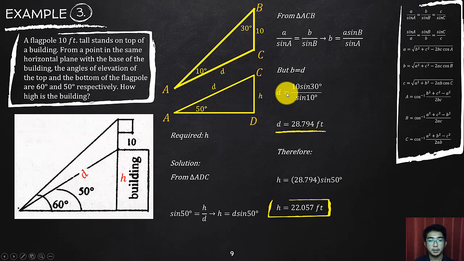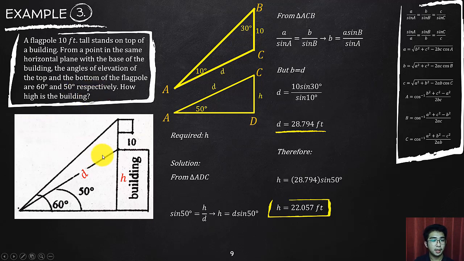Okay, so example number 3. Last example for oblique triangles. So a flagpole, 10 feet tall, stands on top of a building. So we have another flagpole, okay? From a point in the same horizontal plane with the base of the building, okay, the angles of elevation of the top and the bottom of the flagpole are 60 degrees and 50 degrees respectively. How high is the building?